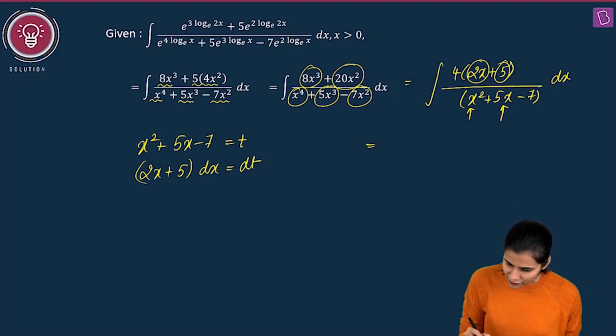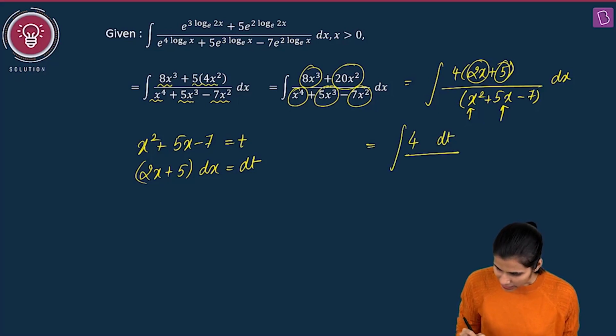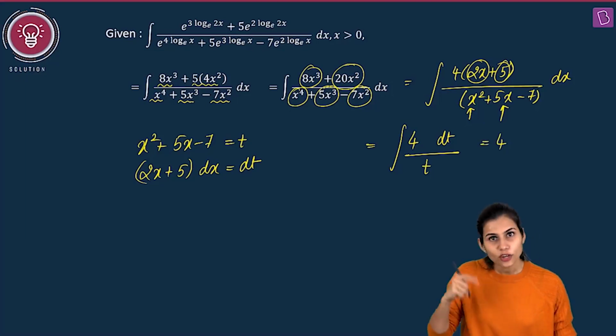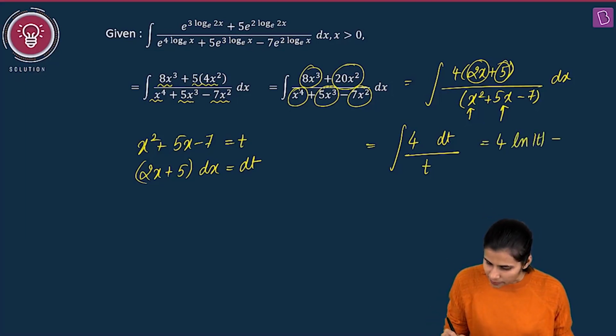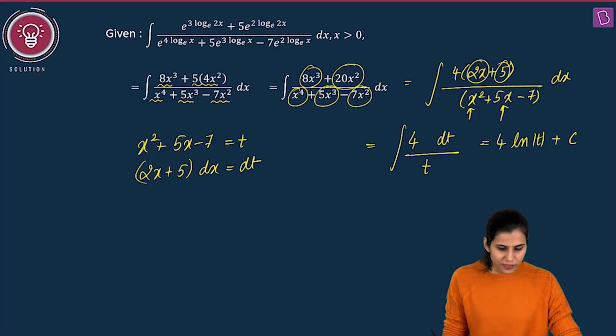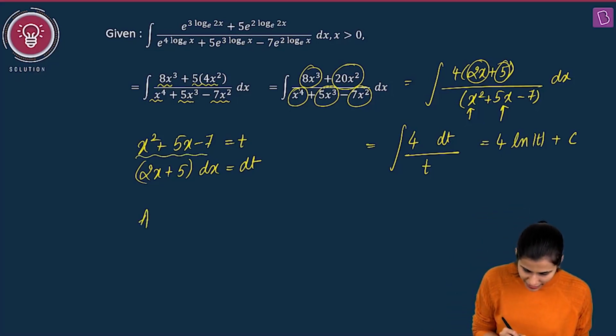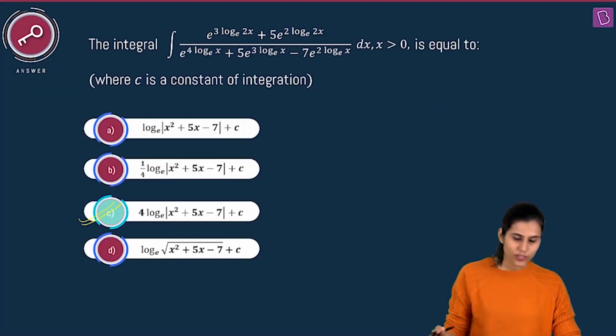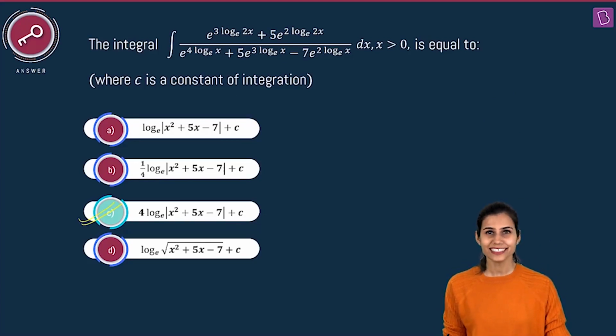Okay, so what does this give you? Integral 4, and then here you will have just dt upon t. Isn't it? Because 2x plus 5 dx is nothing but dt, and complete denominator is my t. So 4 I can take out common. Integral of 1 by t is ln mod t plus constant of integration. Now in place of t, just plug in this expression. So your final answer of the integral is 4 times ln of mod of x square plus 5x minus 7 plus constant of integration, which is sitting in option C. Easy peasy, isn't it?